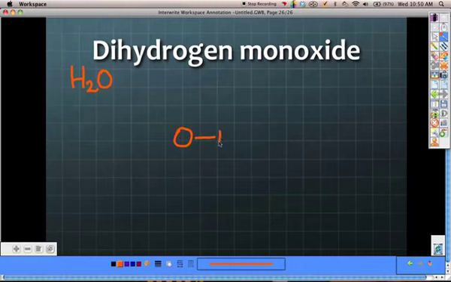Hopefully you have something that looks a bit like this. You may have your hydrogens across from one another. We will find out tomorrow that that is not how they would behave. At this point, it's fine. We'll find out tomorrow why we have this bent shape. Questions on water?